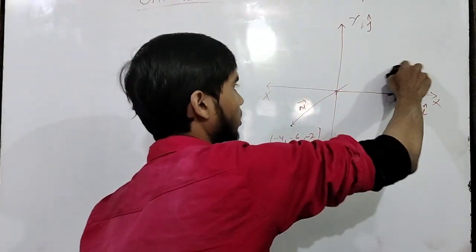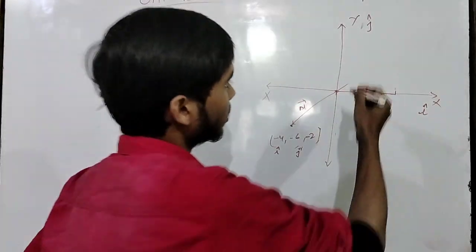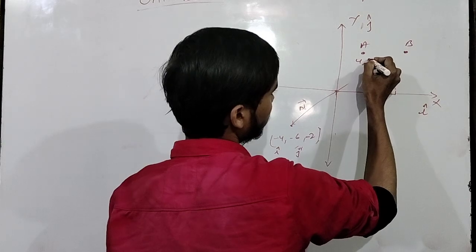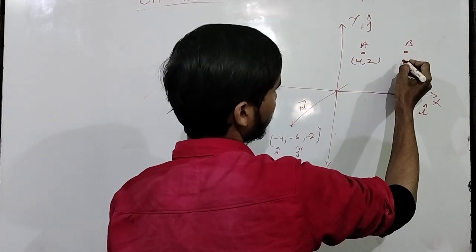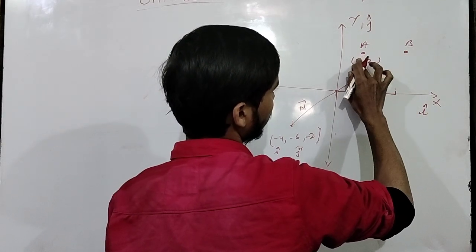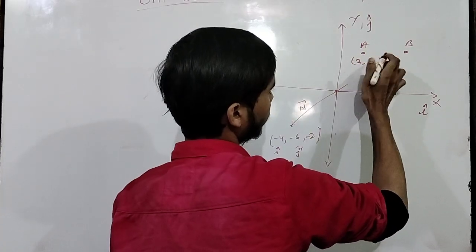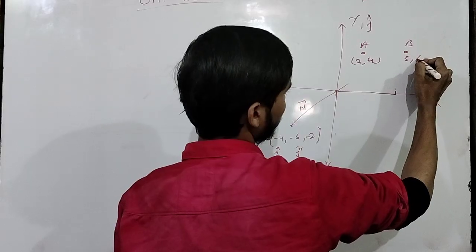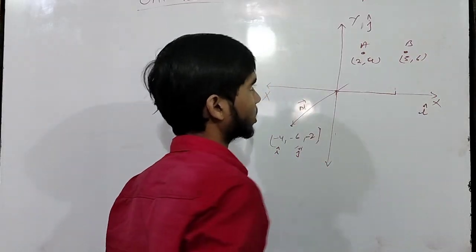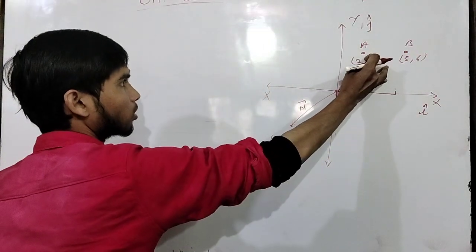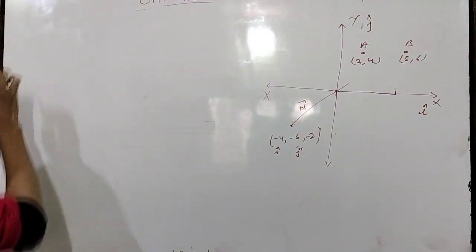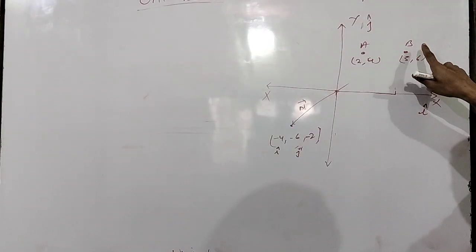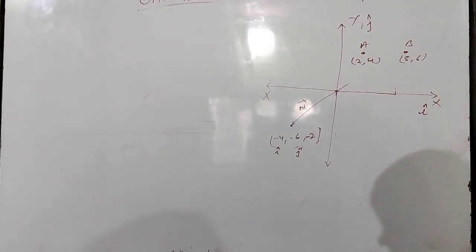By an example, if this is a and this is b: a is (2, 4) and b is (5, 6). The question is asking what is the position of this b vector with respect to the a vector.